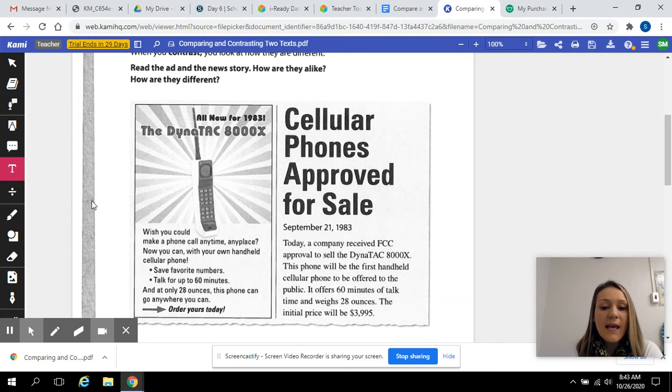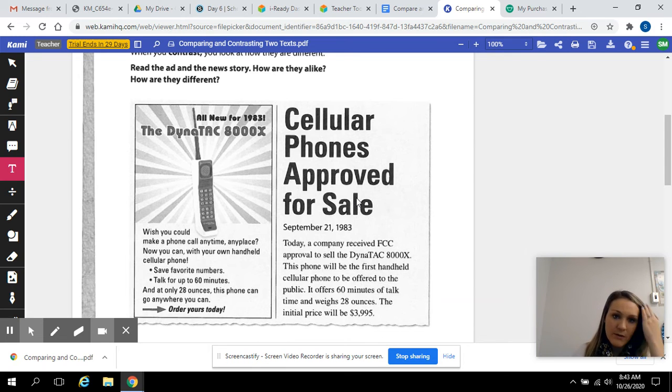The Dynatac 800X, all new for 1983. So that's the year it must have come out. Wish you could make a phone call anytime, any place? Now you can with your own handheld cellular phone. Save favorite numbers, talk for up to 60 minutes, and at only 28 ounces, this phone can go anywhere you can. Order yours today.